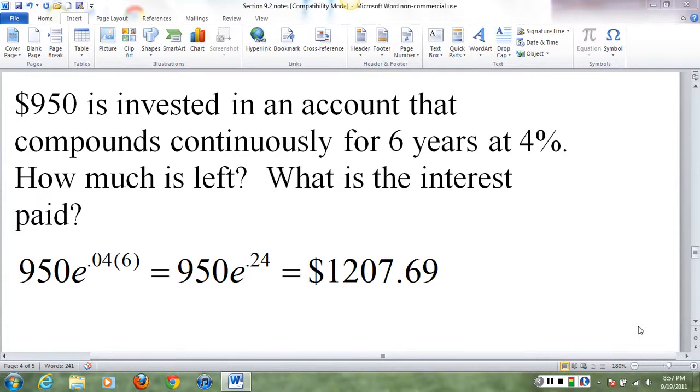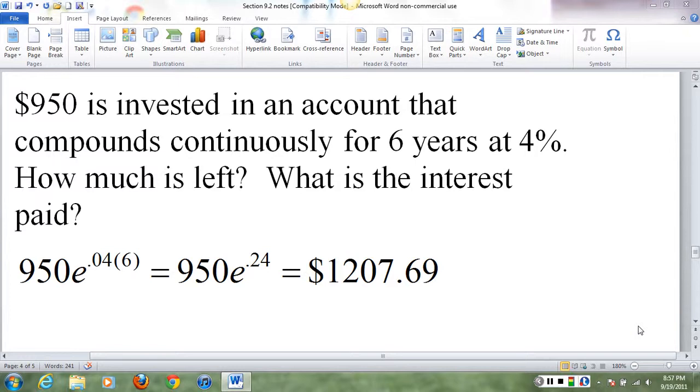we have 950 times e to the 0.04 times 6 power at 4%. So again, we have 950 times e to the 0.24, and we do the math, again, using our order of operations. Do e to the 0.24 first, and then multiply times 950, which gives you about 1,207.69.